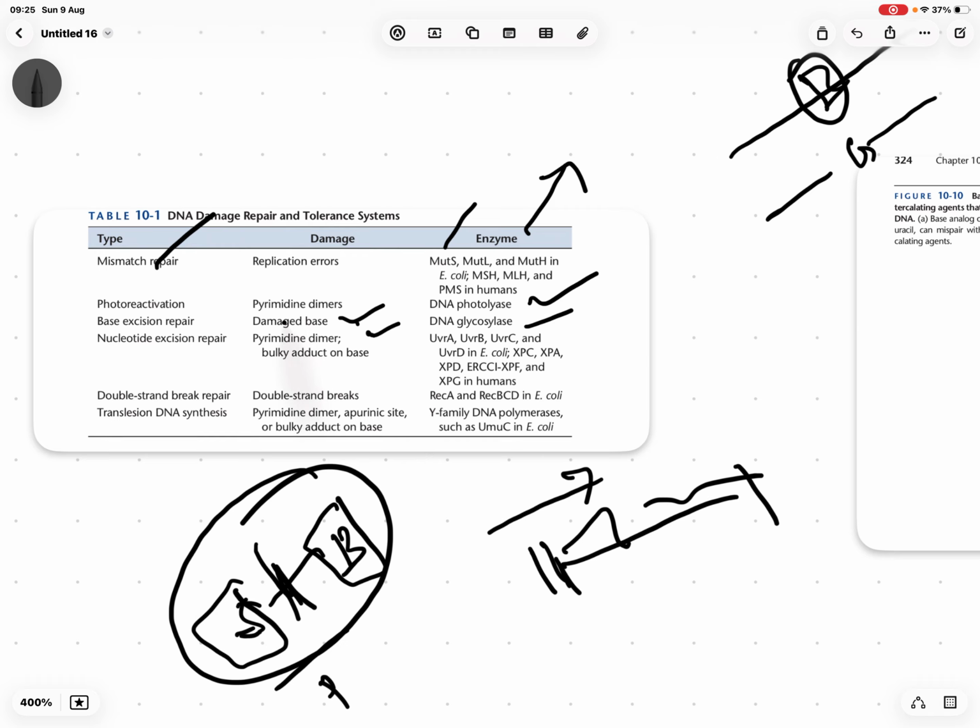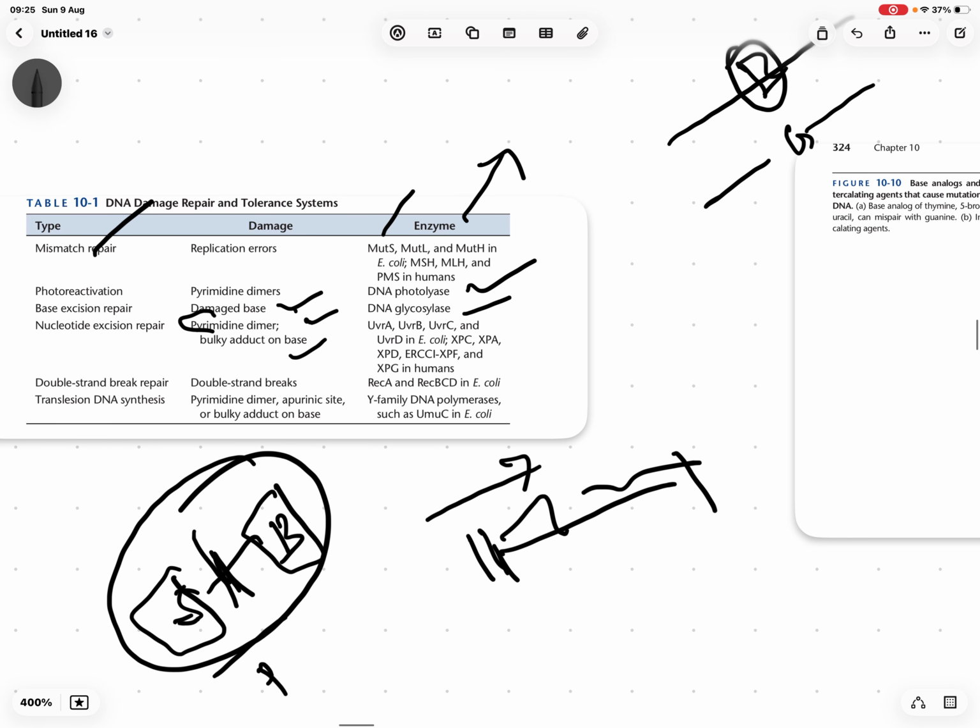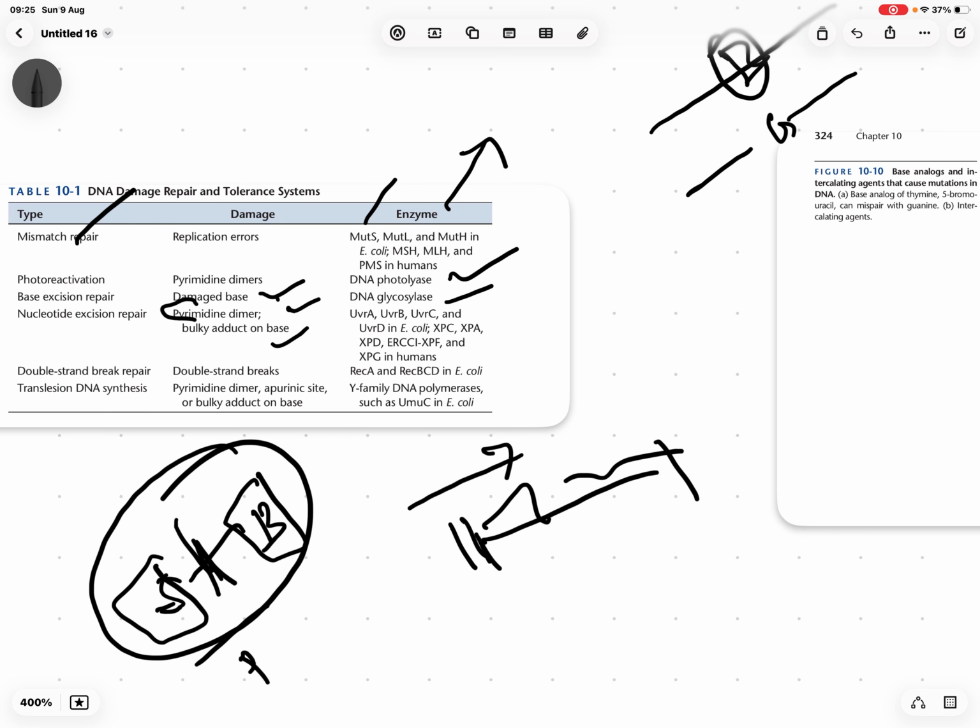When pyrimidine dimers, that means thymine dimers, are present, and also when bulky adducts are present on the base, in such cases nucleotide excision repair comes. In this repair there are proteins like UvrA, B, C. UvrA and B help in finding these dimers and bulky adducts on the bases of the DNA strand. Once these regions are identified, UvrC cuts the DNA.